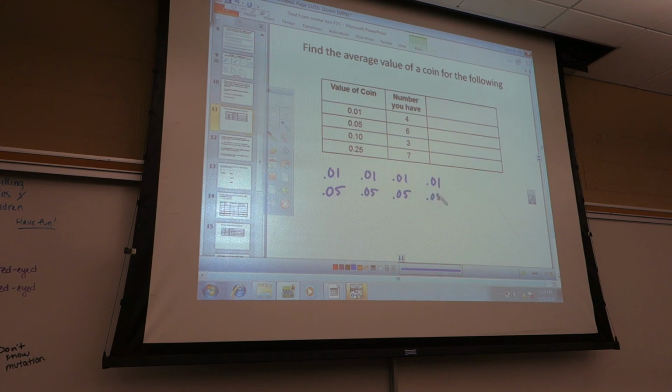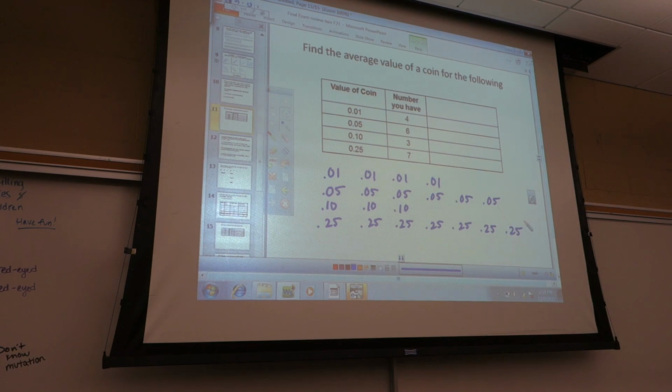3, 4, 5, 6 nickels. And then I've got 3 dimes. You don't have to write this out if you know how to do this. I'm just writing it out for people who are maybe unsure. And I've got 7 quarters. And I want to average these.